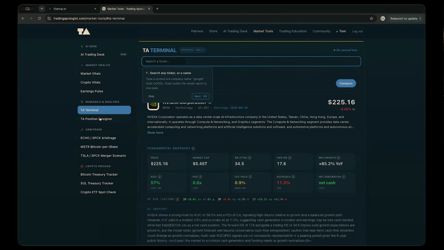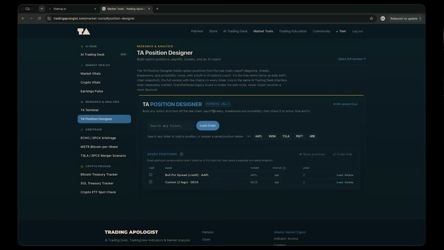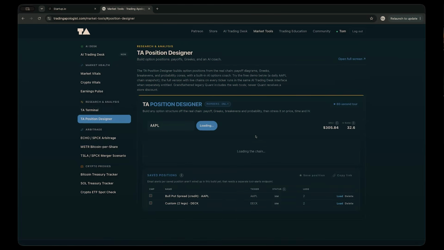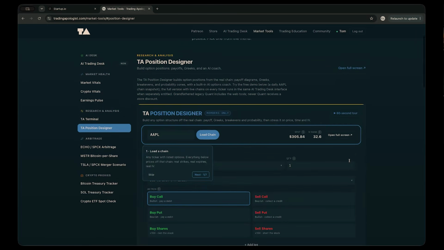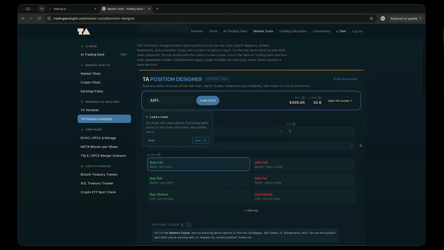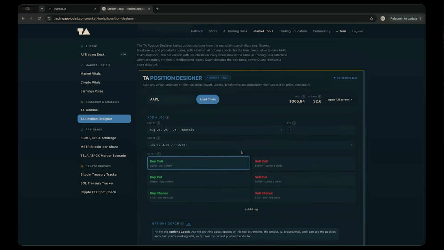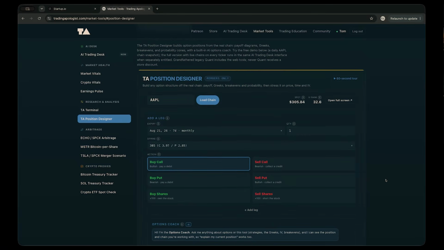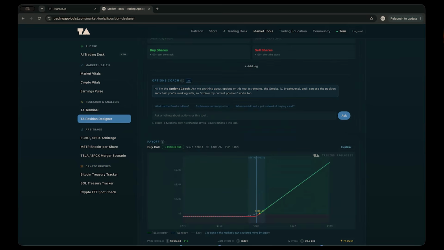The position designer is all about options. If you want to learn more about options, how they function, how to build positions, multiple legs, this is meant as an educational tool for newer options traders. And for more advanced options traders, you can really build out, model, and compare multiple positions, and you can bring in your existing positions as well to see how they function over time. Let me just get out of the demo mode here. So we can load our chain, but we'll get into the details of this in a moment.